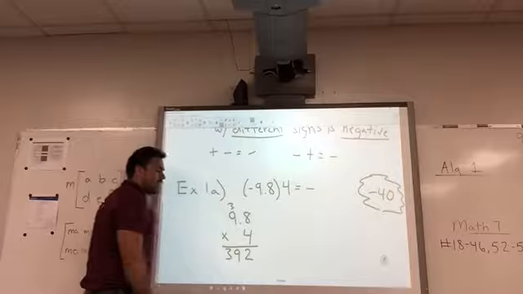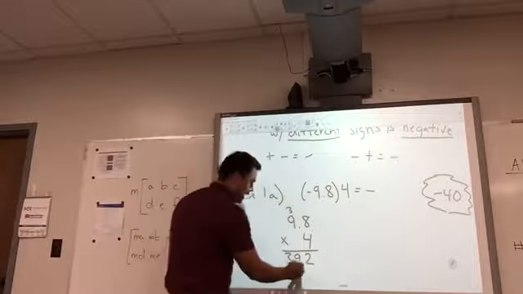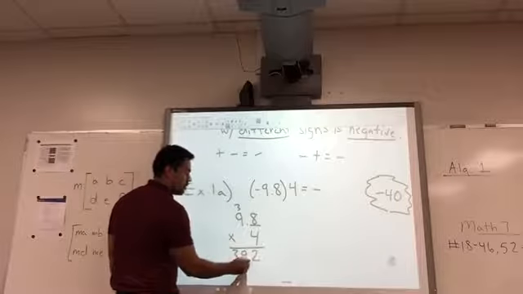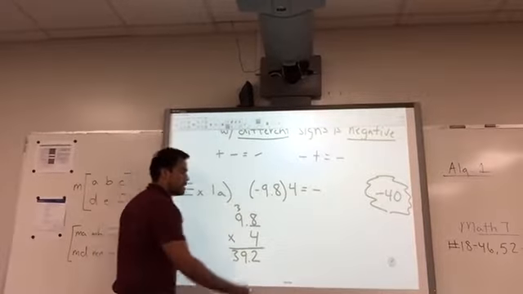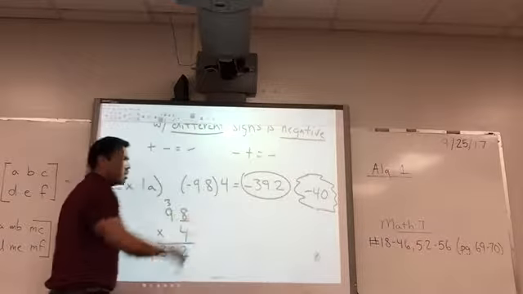All right, and then I have to think, where does the decimal point go? Right between the 9 and the 2. There's one decimal place here, so I move it once to the left, and I get negative 39.2. Now, that's my answer. Look at my estimate.